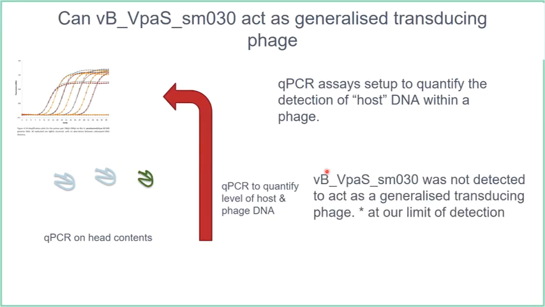And the answer was that it couldn't. Although Slav spent several more months working on this, we couldn't detect any signs of generalized transduction in this quite large phage. I must say this was at our limits of detection, so it was occurring below our limits of detection.